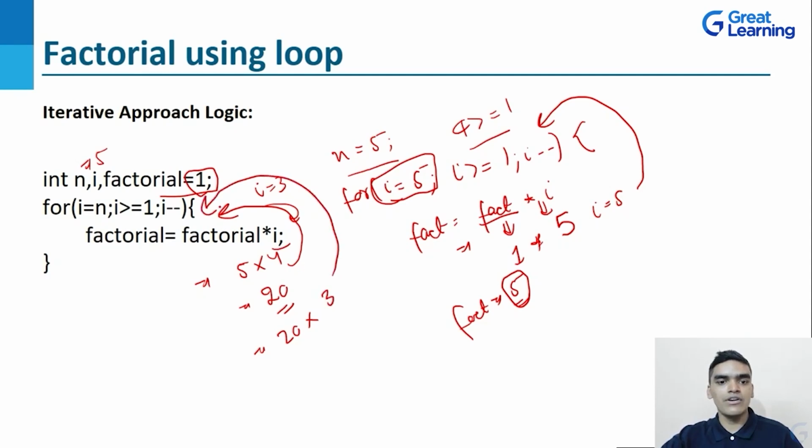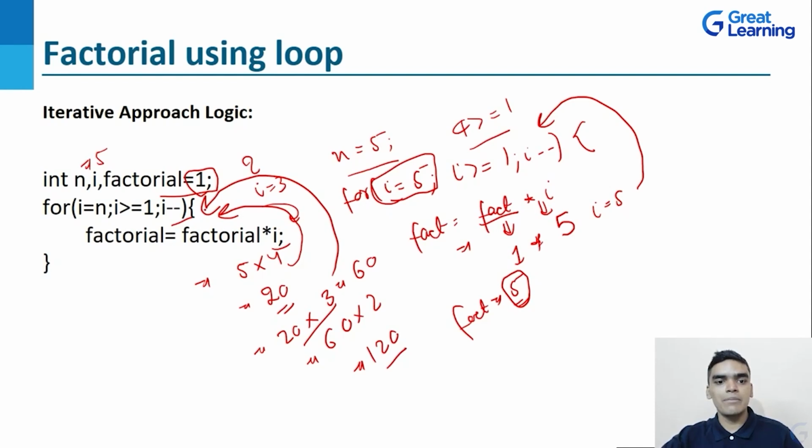Once again it will go for updation. So for updation, 3 minus 1 will be 2. Is 2 greater than or equal to 1? Yes. So again my value will be 20 into 3, the factorial value, which is 60. So 60 into 2 is 120. Right. Now my i value is 2.